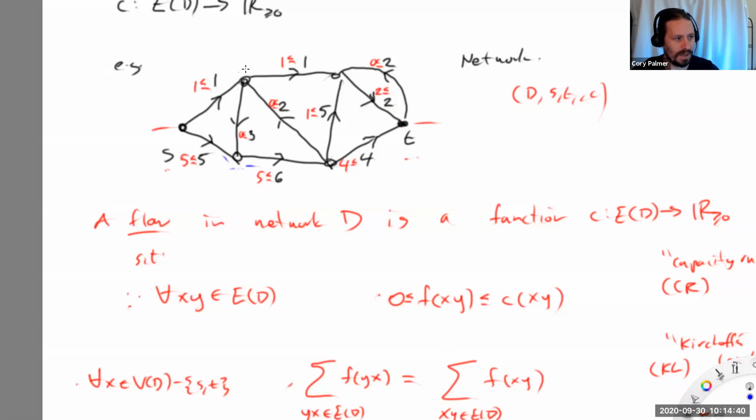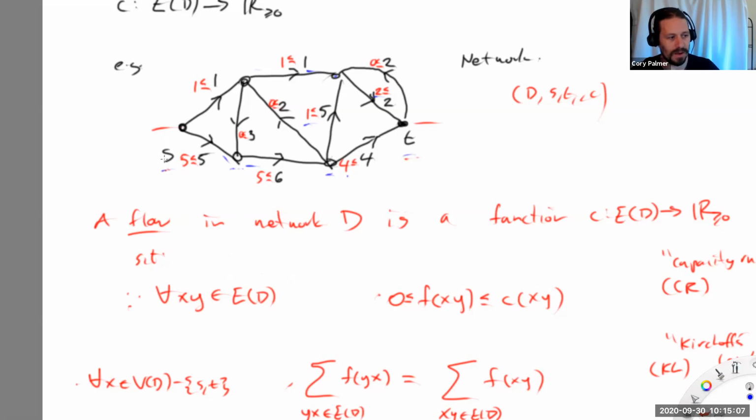Up here, 1 in, 1 out, no problem. This vertex was a little more interesting. It had 5 in, but then 1 out, 4 out. So that adds up as well. And then up here, at this one here, 1 in and 1 in, and then 2 out. Okay, so now we actually checked all the vertices. So everything satisfies Kirchhoff's. Again, the source and sink we didn't check, but those don't satisfy each other.